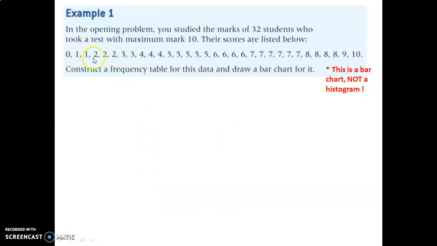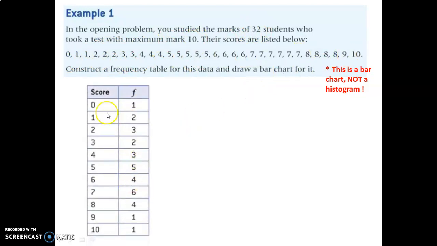We have these scores people earned on a test, 32 student scores, maximum mark 10, and you can see all the marks here. We're going to collect this in a frequency table. So here's a frequency table for that. We can see the possible score on the test and the frequency values. For example, 6 students earned a score of 7, 4 students earned a score of 8. Okay, that can be then transferred onto a bar chart or histogram.